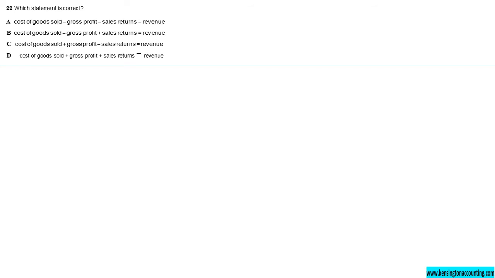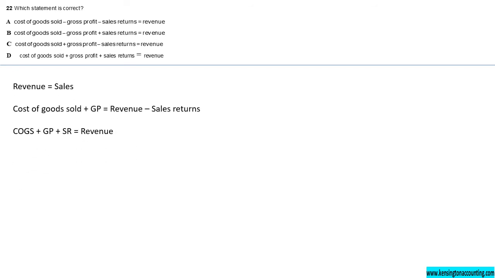Question 22, that's very straightforward. Which statement is correct? Revenue, that's another word for sales. Now we know cost of goods sold or cost of sales plus gross profit is equal to revenue minus sales return. Therefore, cost of goods sold plus profit plus sales return is equal to revenue. Therefore, the correct answer is D.